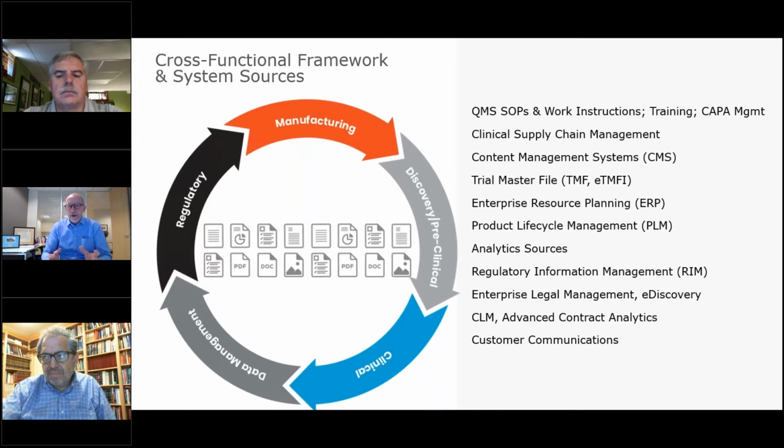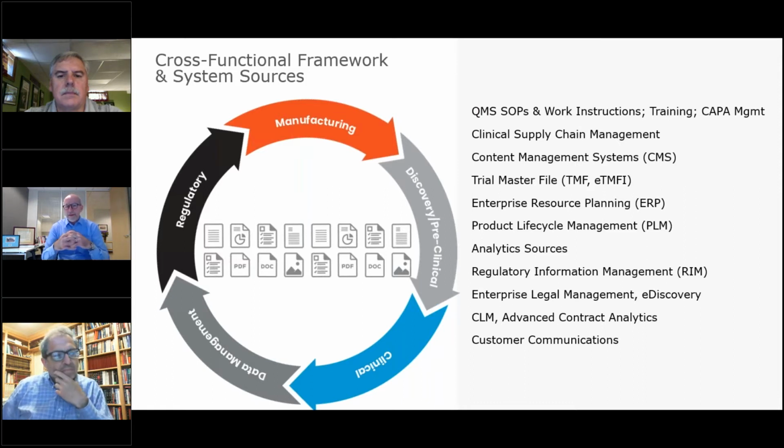You've got your general content management system, and then on the clinical side, you've got the more specific trial master file system, the eTMF, the electronic version of that. At the enterprise level, you may have your accounting systems like your ERP that need to be tapped into. If you're producing products, you might have a product lifecycle management system.